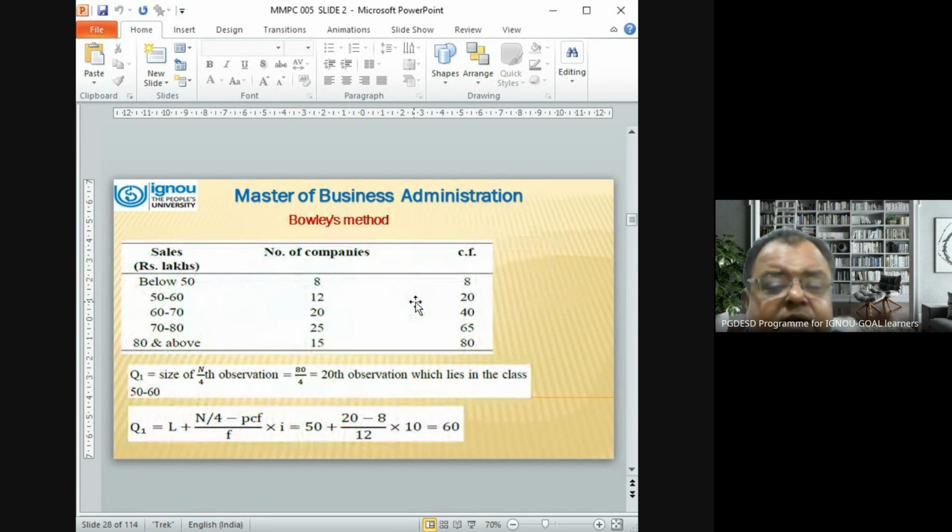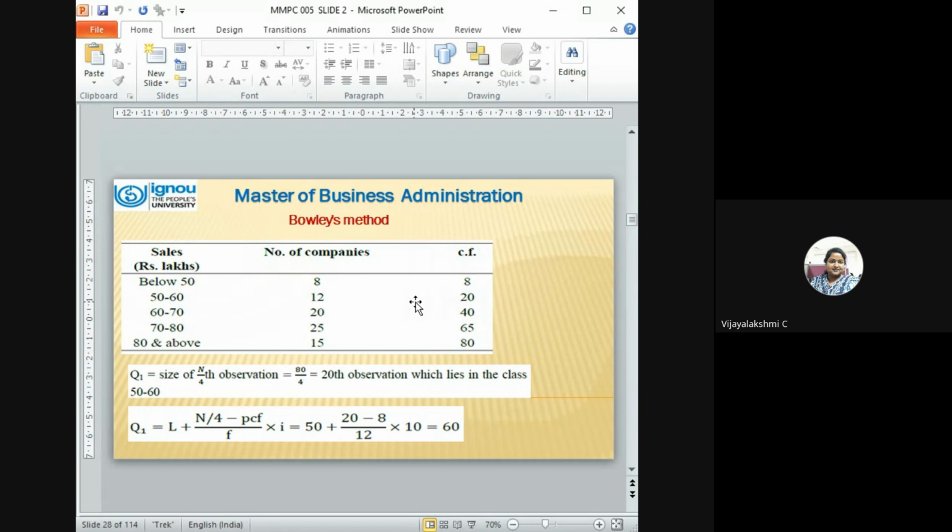Now, how to calculate Bowley's method? For Bowley's method, we have to calculate Q3 and Q1. Yes. Now, see. You have to calculate Q1. Q1 means n by 4th term in the cumulative frequency. Just any one of you, let me know how cumulative frequency is calculated in this problem. Any one of you. Adding to the next value, sir.